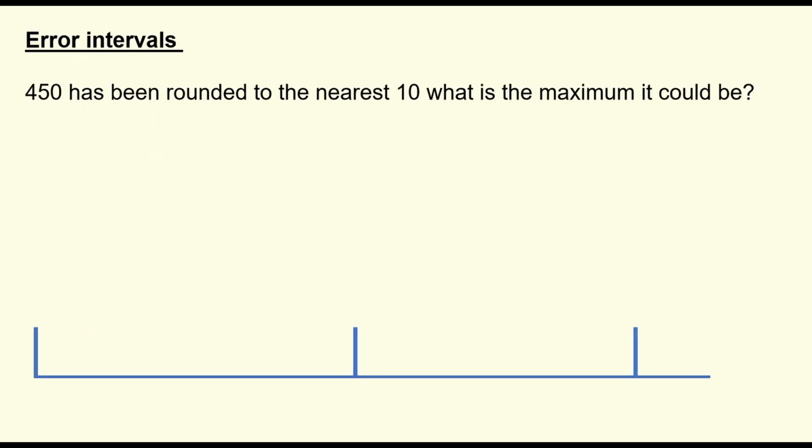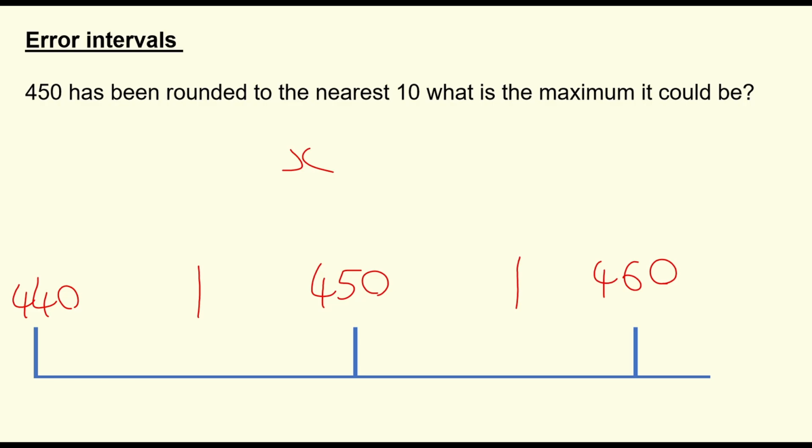Right, error intervals. I often like to look at these on a bit of a number line. So 450 has been rounded to the nearest 10. I've actually worded this quite poorly. I would normally say a number has been rounded to 450 to the nearest 10. What is the maximum that number could have been? We've got this mystery number, we don't know what it is, but it was rounded to 450. If we count up in tens, the next number after 450 would be 460, and the number before would be 440.